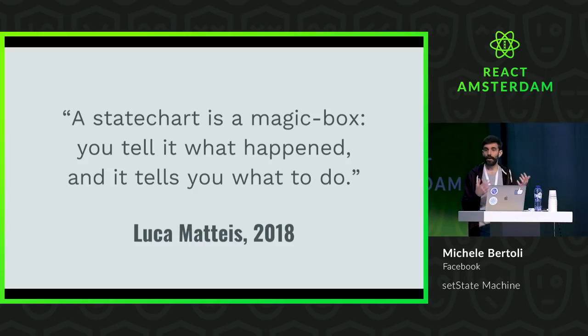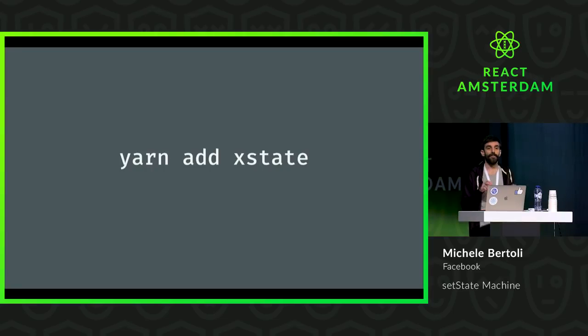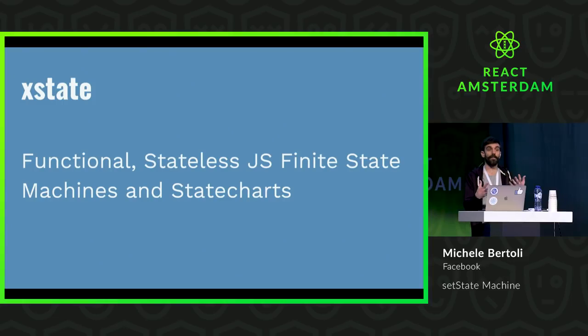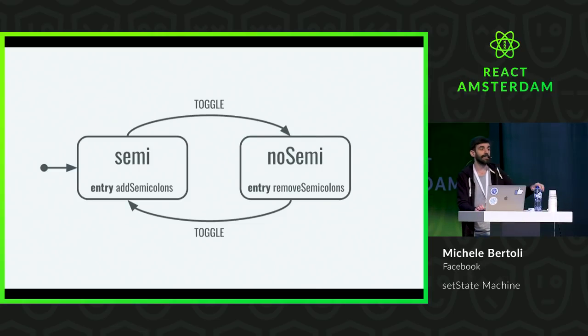But now I've talked for almost 20 minutes about theoretical stuff. You want to see some code, right? So let's do it. You first install xstate, yarn add xstate. XState is an awesome library to design state machines and state charts with JavaScript. It's also functional and stateless. And we're going to build this machine, the prettier machine. You start from the semicolon state. When you toggle it, you go to the no semicolon state and back to the semicolon state. And we have actions now.